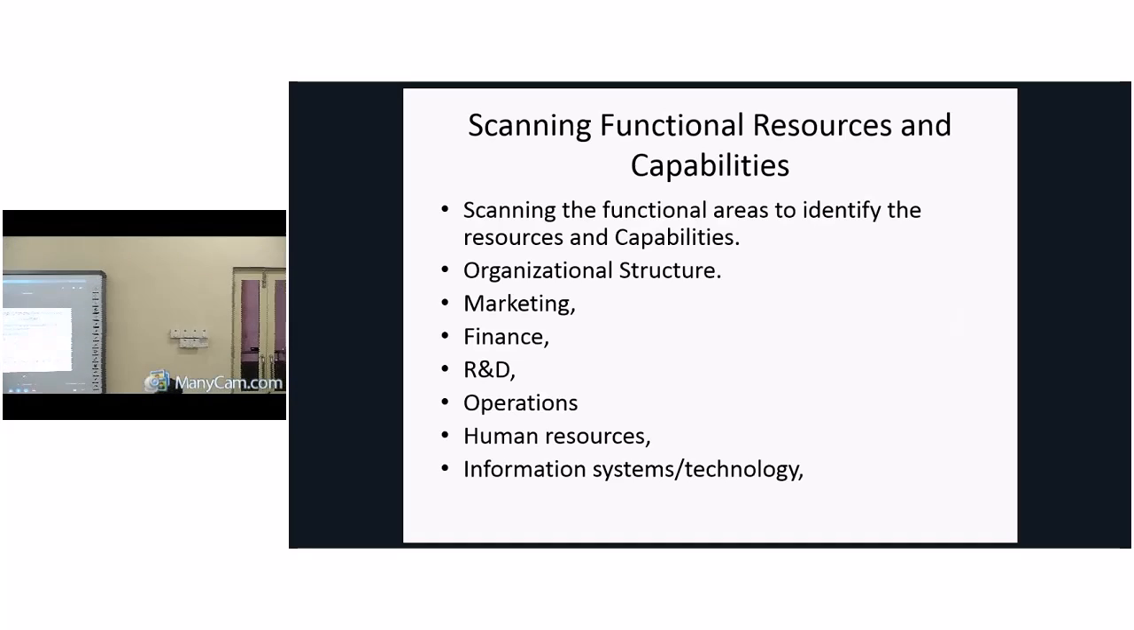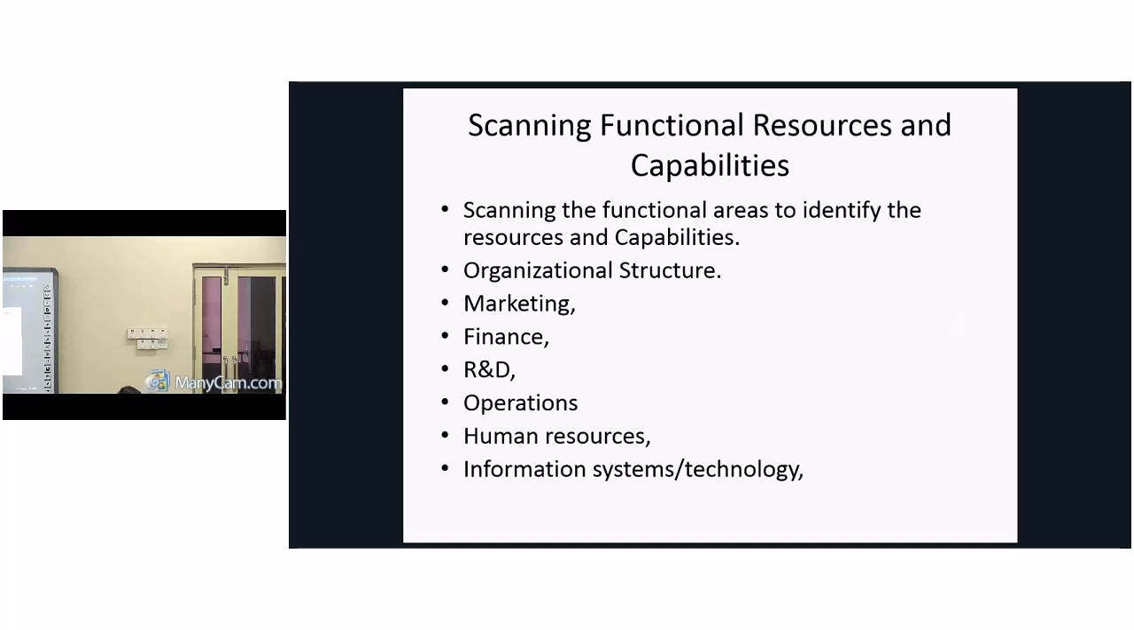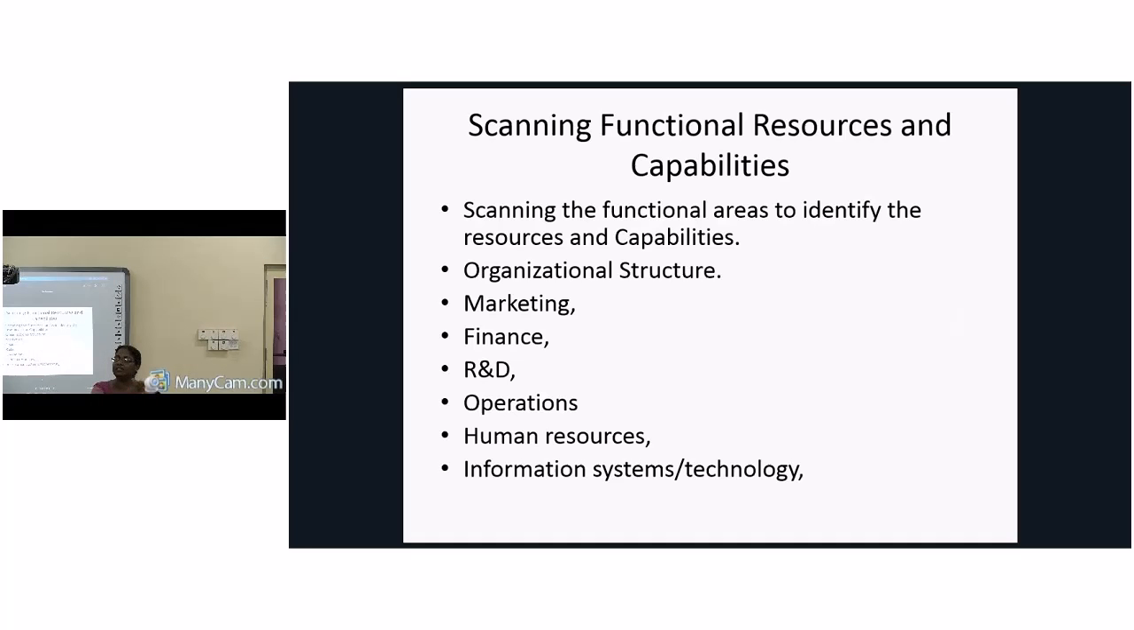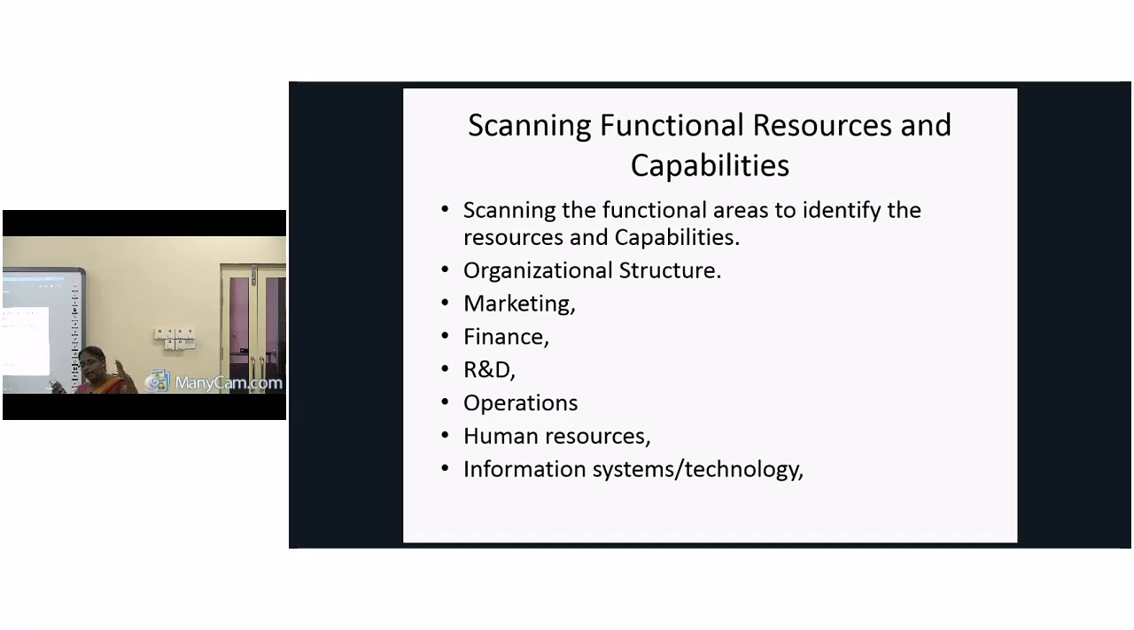So, scanning the functional areas to identify the resources and capabilities. Again, you can look at each function in your company. Your company has different functions: marketing, finance, research and development, operations, human resources, information systems. Then you can look at each and every function in your company to identify resources and capabilities again. You can scan the overall company.